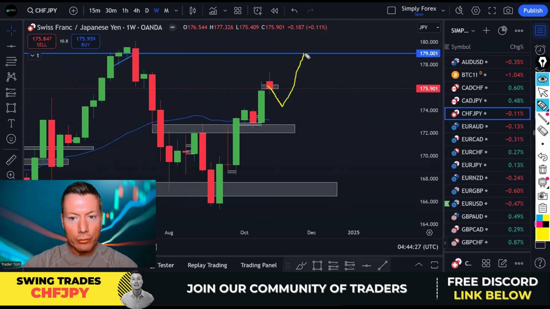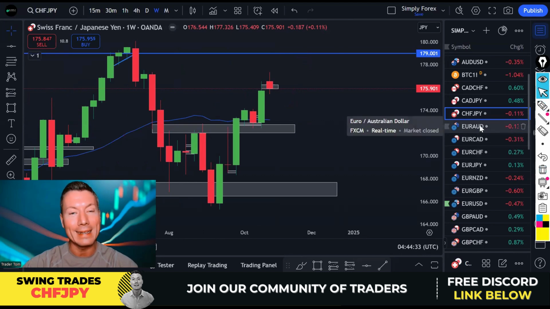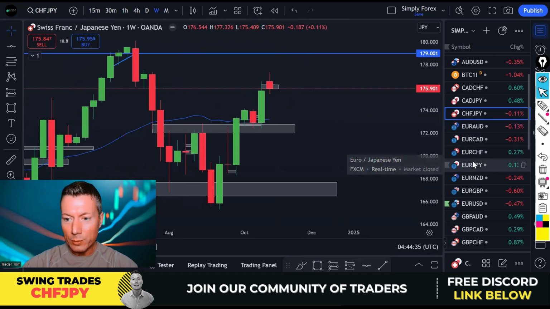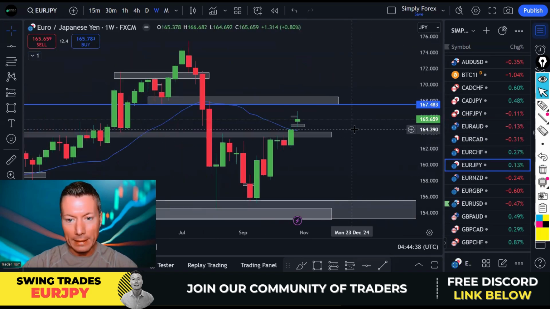I'd probably expect a retrace before we come up. That's what I'd be looking for. But Swiss franc yen buys. The next one, guys, is euro yen buys.